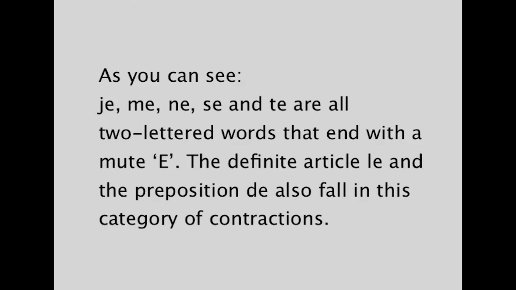As you can see, je, me, ne, se and te are all two-lettered words that end with the mute e. The definite article le and the preposition de also fall in this category of contractions.